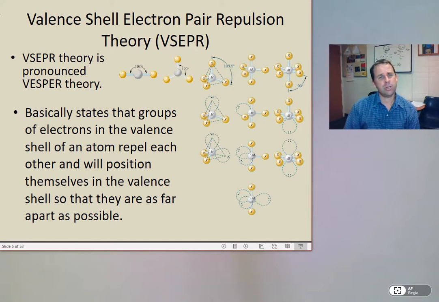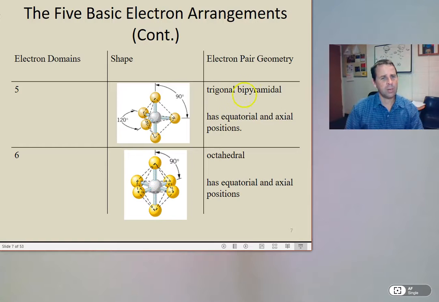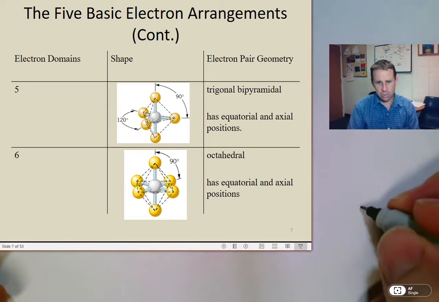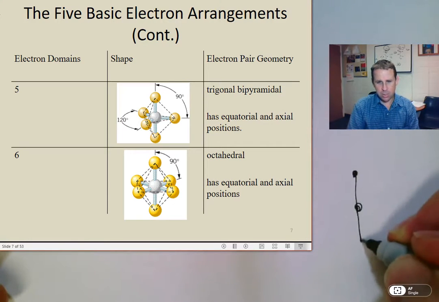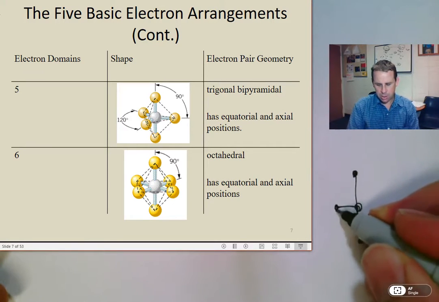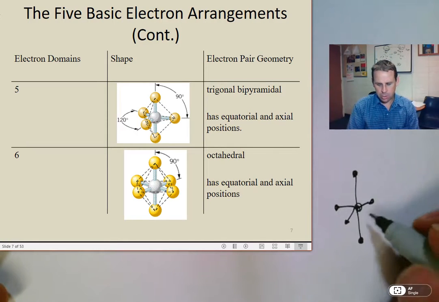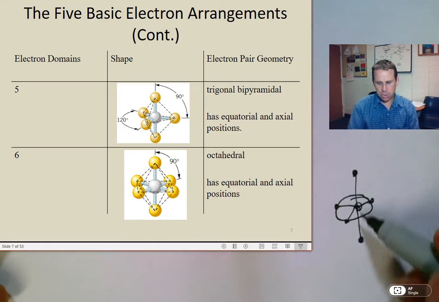All right. This is a new one. When there's five regions of electron density, if you notice, five regions of electron density, you have one region up, one region down, and we call those the axial positions, and then three in what we call equatorial positions. So if you were to think about this kind of like a globe where there's a central atom, one up in the north and south poles, and then three in the equator, or the equatorial positions, around the central atom, right?